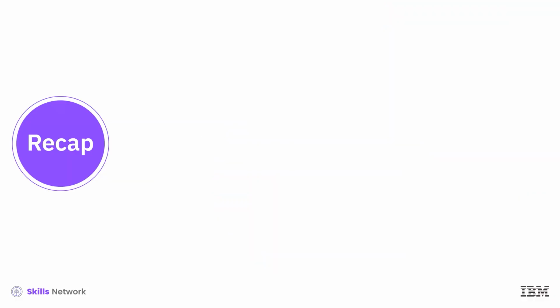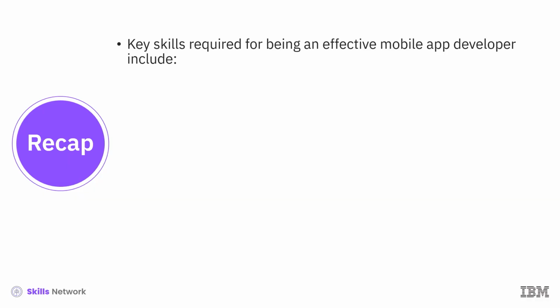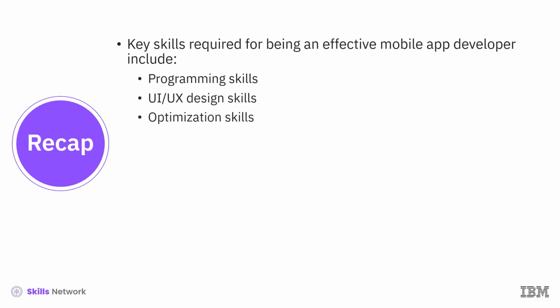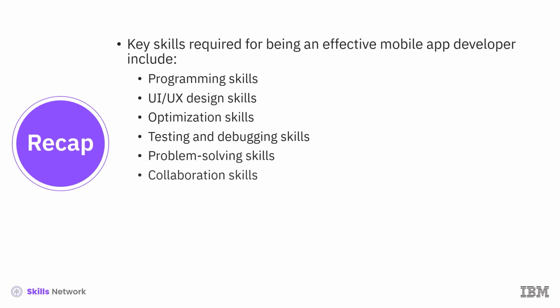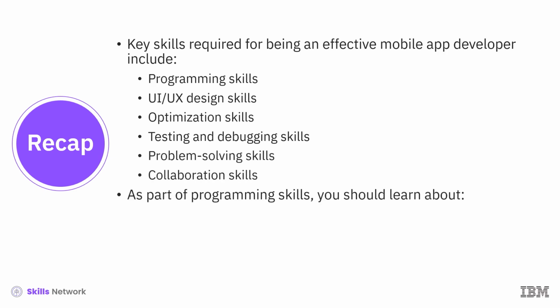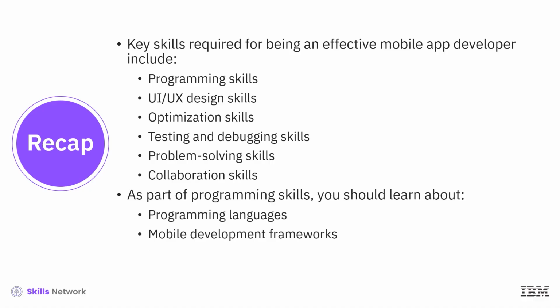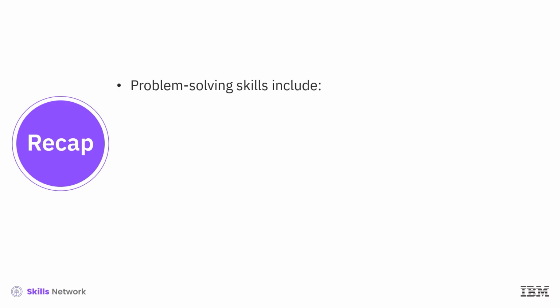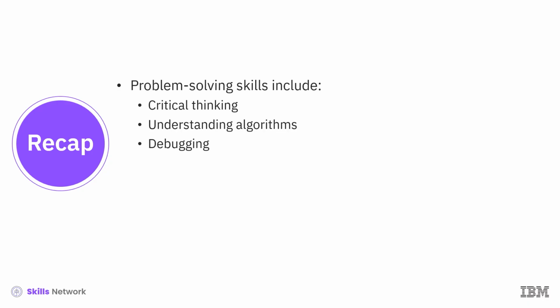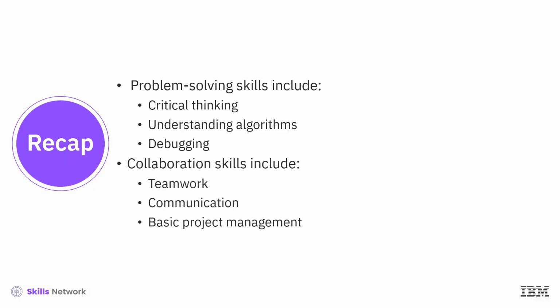In this video, you learned that key skills required for being an effective mobile app developer include programming skills, UI/UX design skills, optimization skills, testing and debugging skills, problem-solving skills, and collaboration skills. As part of programming skills, you should learn about programming languages, mobile development frameworks, and code versioning. Problem-solving skills include critical thinking, understanding algorithms and debugging, and collaboration skills include teamwork, communication, and basic project management.